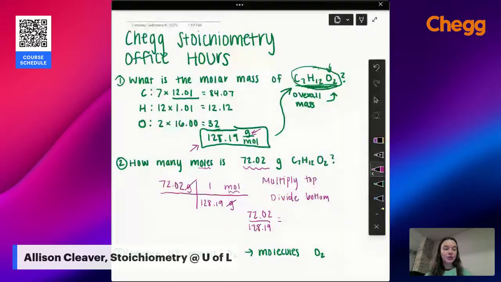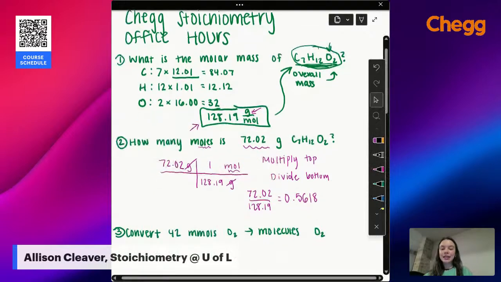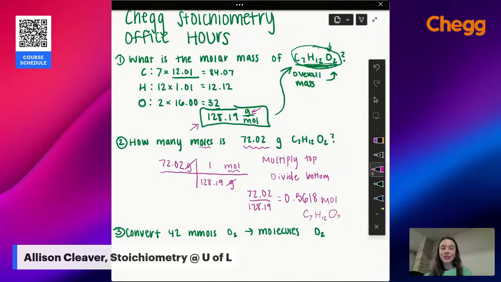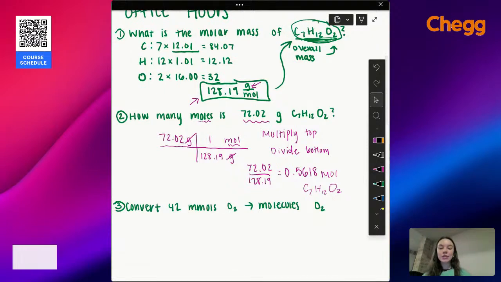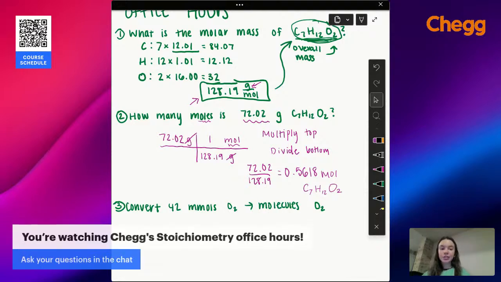3, 2, 1. Our answer is going to be 0.5618 moles of C7H12O2. If that's what you guys got, let me know. And as a reminder, we talked a little bit about this last week, but we have to follow sig figs in stoichiometry. And so when we started out with 72.02, which has 1, 2, 3, 4 sig figs, our final answer has 1, 2, 3, 4 sig figs. So we have to have those sig figs match up.